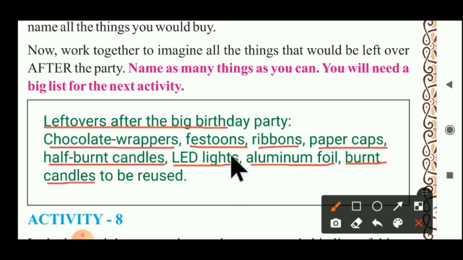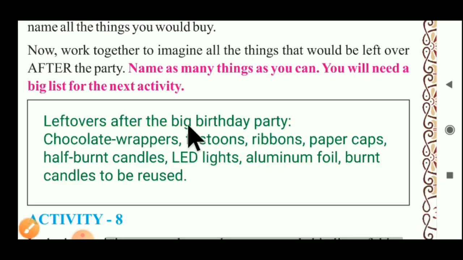Okay, after completing the party, these types of things remain: chocolate wrappers, festoons, ribbons, paper caps, half burnt candles, LED lights, aluminum foil, burnt candles. All these things remain after completing our party. So we can use all these things in our next activity as reused. Can you understand, students? Here our activity number 7 is over.